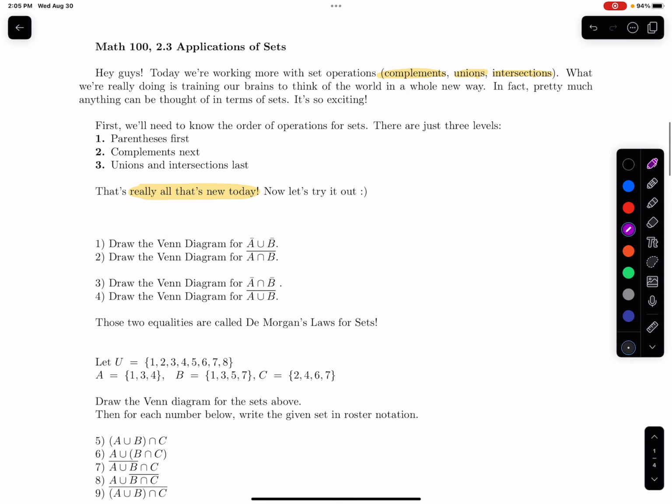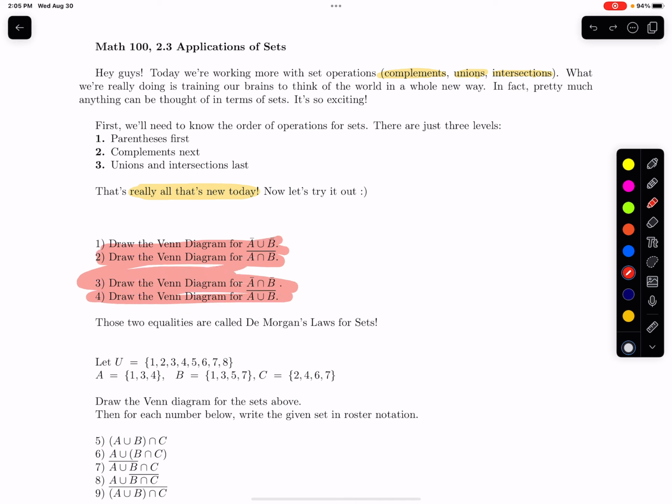Alrighty, continue on. Video number 2 of 3. So far, we've gone over the introduction. We've gone over the order of operations. And we talked about these 4 Venn diagrams and how they lead us to what's called De Morgan's laws for sets. And then we talked about what that was. Okay, so now, moving on.